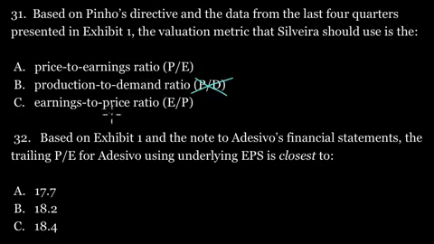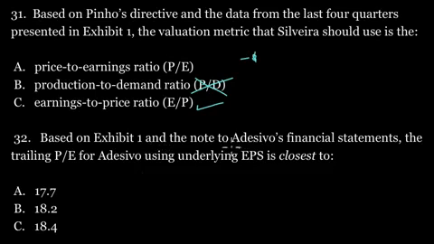So the PE ratio or the earnings to price ratio. Well, we saw that one of the earnings was negative. We had a negative value for earnings, so a PE would be meaningless at that point. But the earnings yield would still rank them. So we would use C.